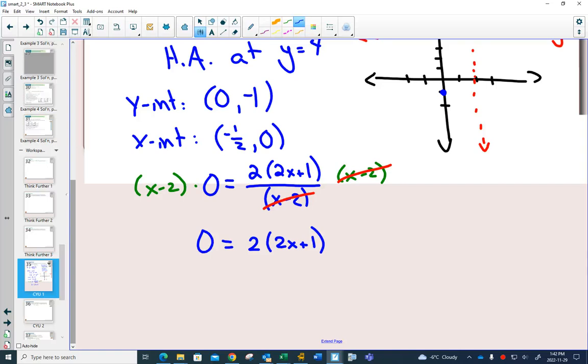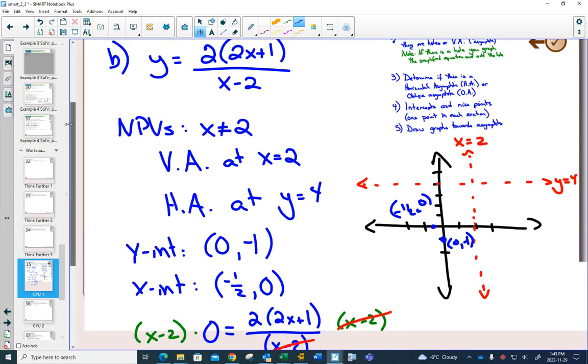So if I label that point on my graph, I have negative 1/2, comma 0. I have 0, negative 1. I have 2 points. And the instructions say, do your intercepts, we've done that, and nice points, 1 point in each section.